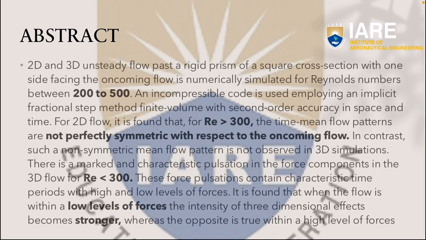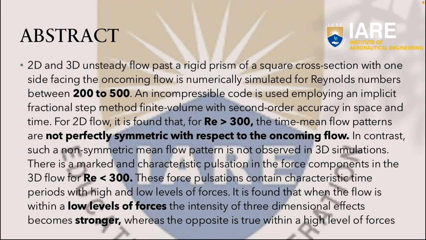Abstract of this presentation. 2D and 3D unsteady flow past a rigid prism of square cross section with one side facing the oncoming flow is numerically simulated for Reynolds number between 200 and 500. An incompressible code is used, employing an implicit fractional step method, finite volume, with second order accuracy in space and time. For 2D flow, it is found that for Reynolds number greater than 300, the time mean flow patterns are not perfectly symmetric with respect to the oncoming flow.